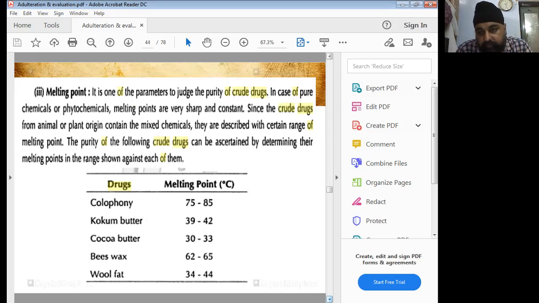Then melting point. We melt the substance in order to determine its melting point. Melting point also tells about the purity of a substance. For example, cocoa butter should melt around 30 to 33 degrees. If it is more than this or very much less, it means there is some problem in the cocoa butter. It might be adulterated. Then beeswax should have a melting point of 62 to 65. Wool fat should have a melting point of 34 to 44.